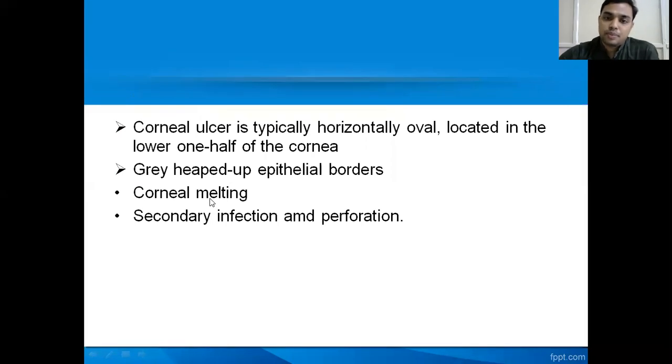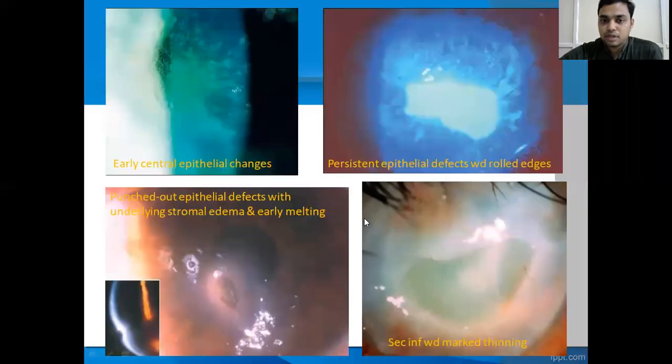The corneal ulcer is typically horizontal oval in shape and located in the lower half of the cornea with heaped up epithelial buds. Because of the abnormal healing of the epithelium, the ulcer has gray heaped up epithelial borders, and eventually if you don't treat the patient, that leads to corneal melting and secondary infection and perforation of the cornea.